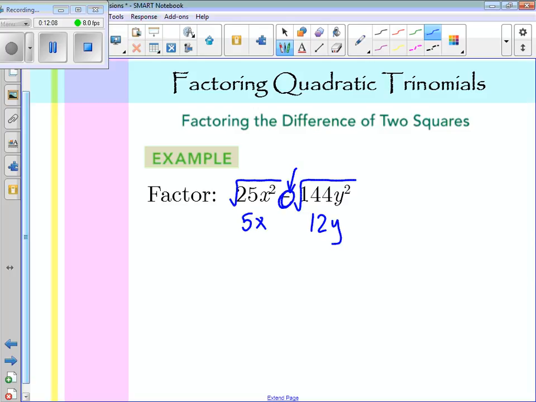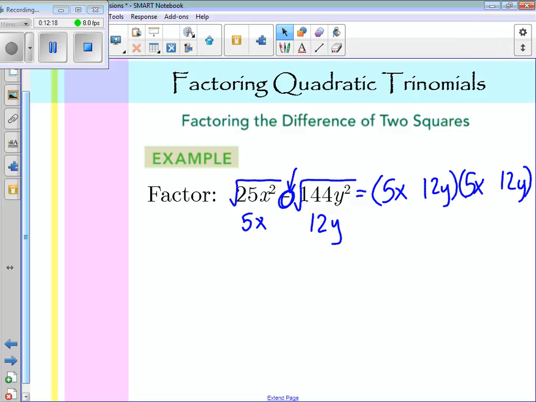5x, 12y, 5x, 12y, and you put one with plus, one with minus. It does not matter which one it is. One's plus, one's minus, and that is factoring the difference of two squares.